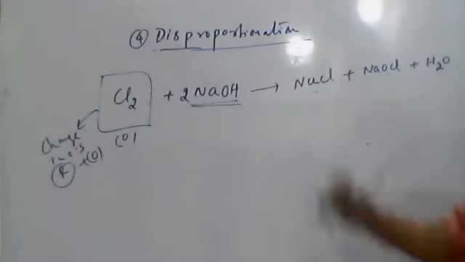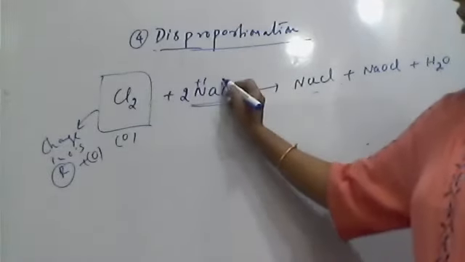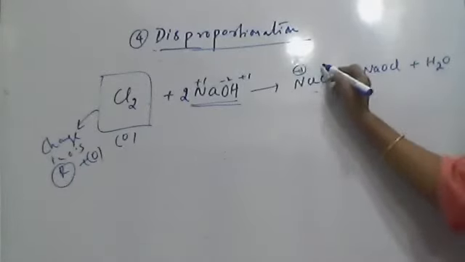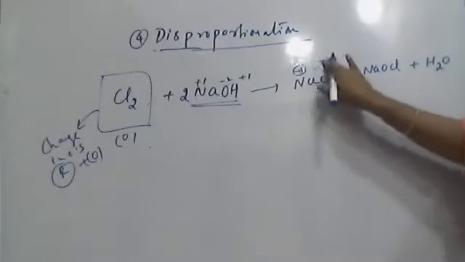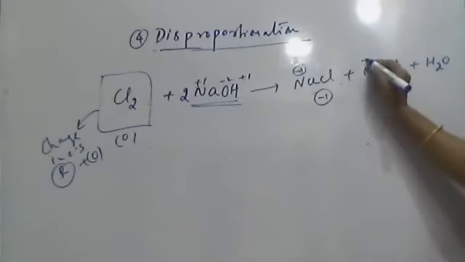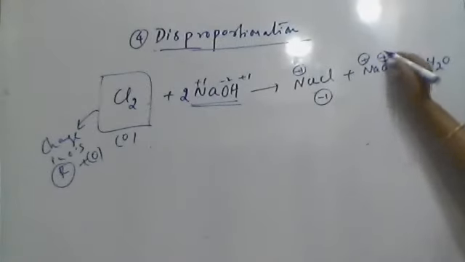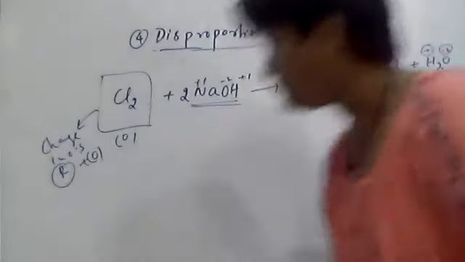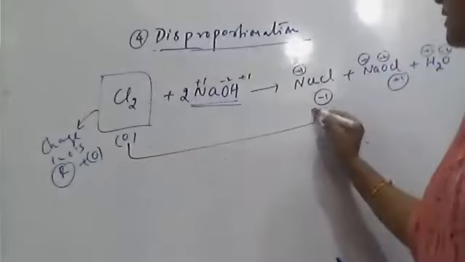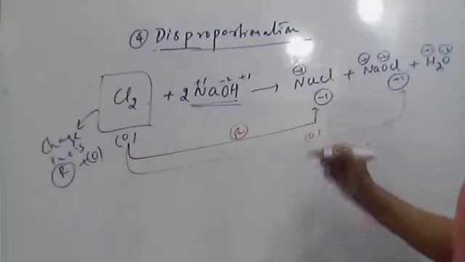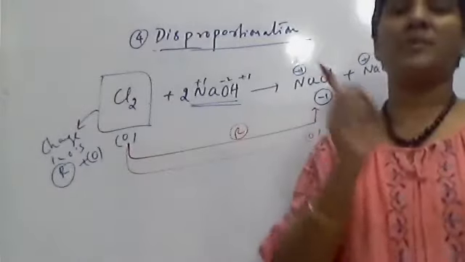So see here, Na plus 1, oxygen minus 2, hydrogen plus 1. Then here Na plus 1 as it is, Cl minus 1. Here the same, sodium is plus 1, oxygen is minus 2, then chlorine is plus 1. You check it. Then hydrogen is plus 1, oxygen is minus 2. So see here, this 0 to minus 1 is reduction, 0 to plus 1 is oxidation. Understand? Example of disproportionation.